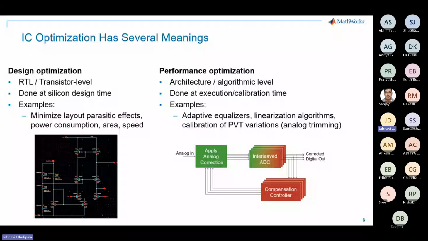Examples include adaptive equalizers, linearization algorithms, calibration circuits, or when we are working on PVT, that is, power, voltage, temperature variations. Using these optimization methods, we can perform the design and also increase the performance. We are also going to look at some common challenges that come with optimization going forward.